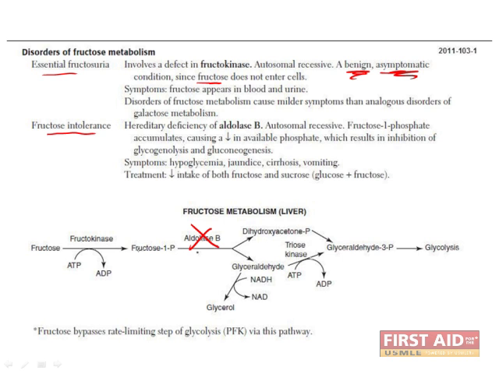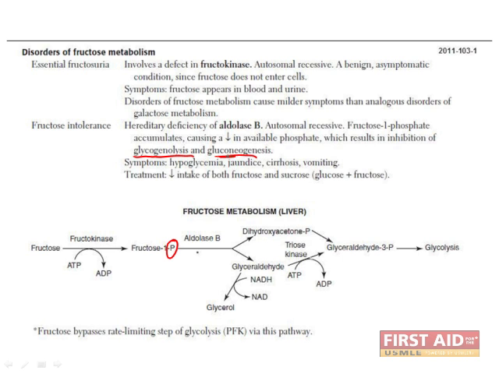Without aldolase B, fructose 1-phosphate accumulates. And since this was made inside the cell and can't leave it because it has a phosphate group attached, fructose 1-phosphate will build up inside the cell. This consumes lots of the available phosphate from the cell, which then inhibits glycogenolysis and gluconeogenesis.